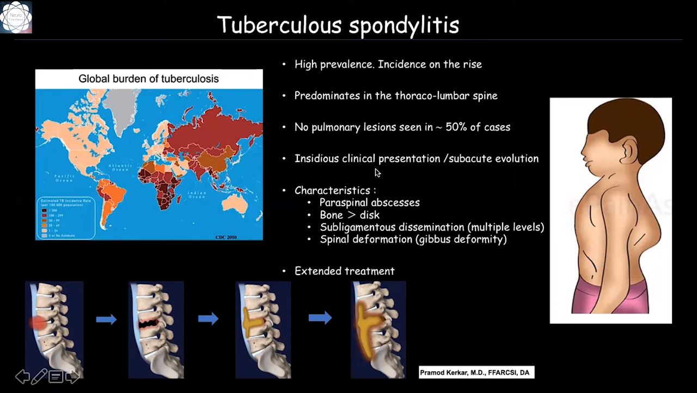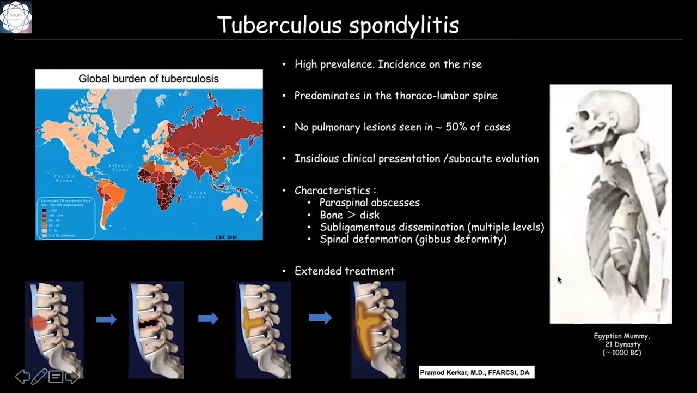The clinical presentation tends to be insidious and subacute. The typical characteristics are the presence of paraspinal abscesses, the compromise of the bone more than the disc, the subligamentous dissemination, multiple levels of infection, and spinal deformation. You know, the Gibbus deformity, which is very well known, and I like to show you this Egyptian mummy from the 21st dynasty, around 1,000 years before Christ, that shows this Pott disease. So this bug has been with us for a while.